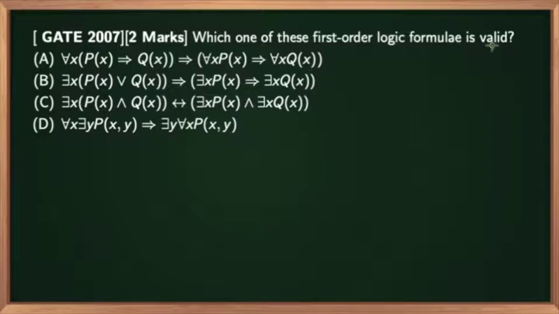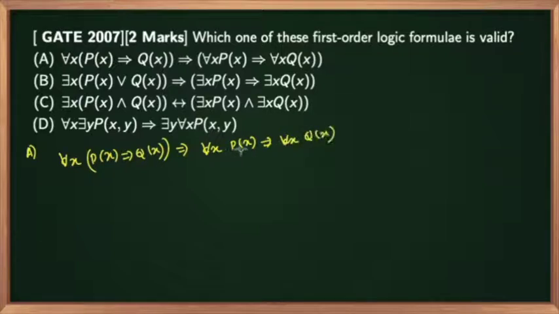Which one of these first order logic formulas is valid? We have four choices, so let's see the choices one by one. Let's take the first choice A. We have for all x, P of x implies Q of x, right? That implies for all x P of x implies for all x Q of x, right? So to prove that this predicate is not valid, we have to have a truth assignment such that the left hand side evaluates to true and the right hand side evaluates to false.